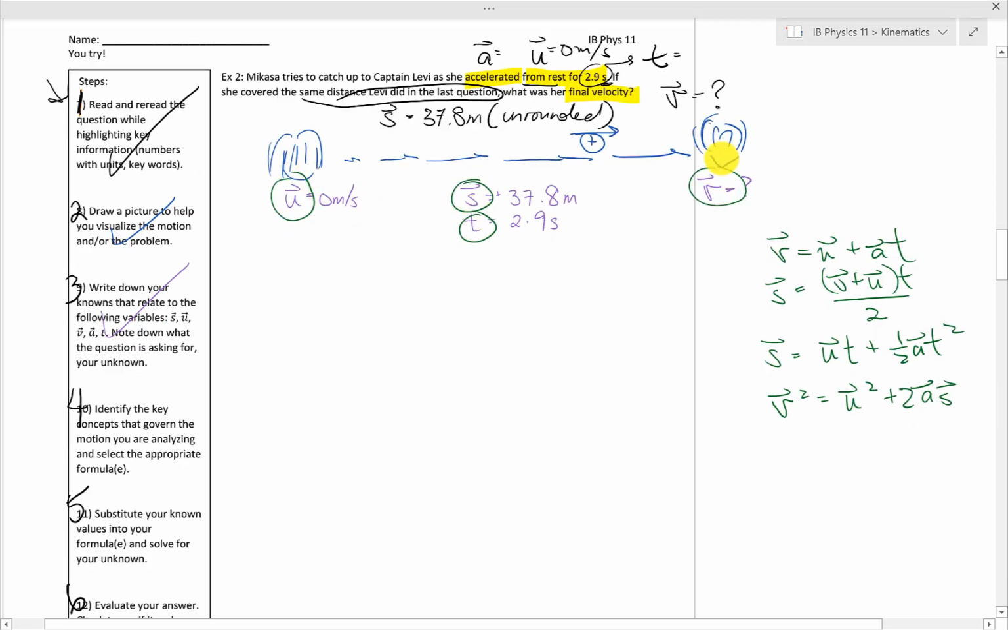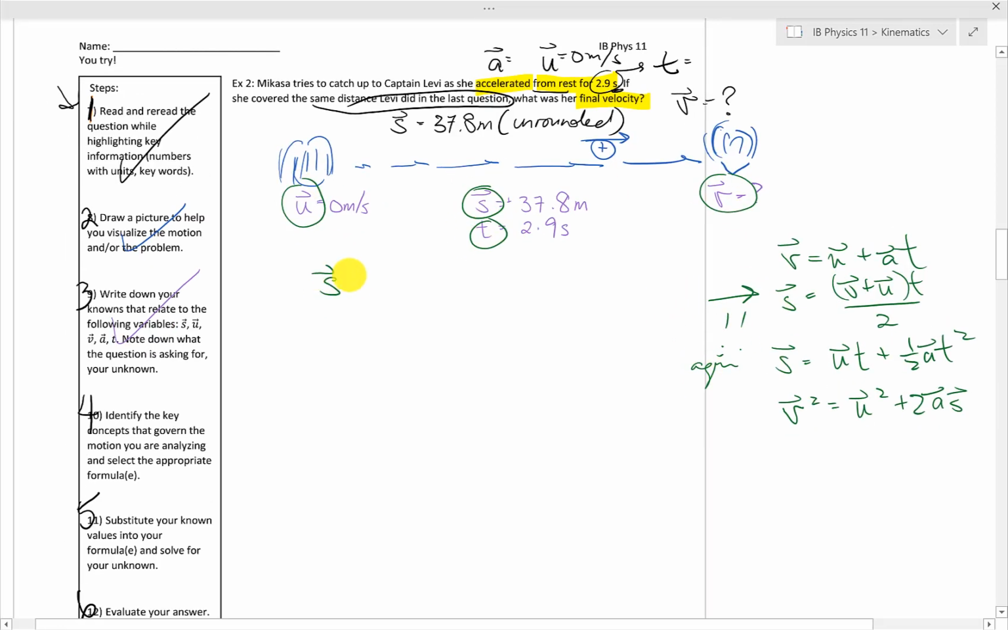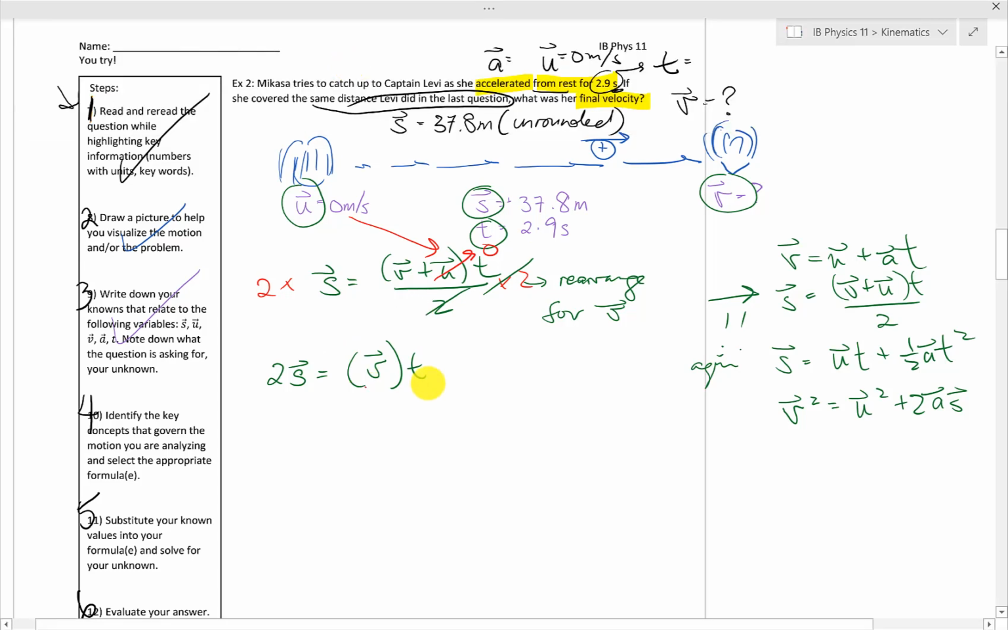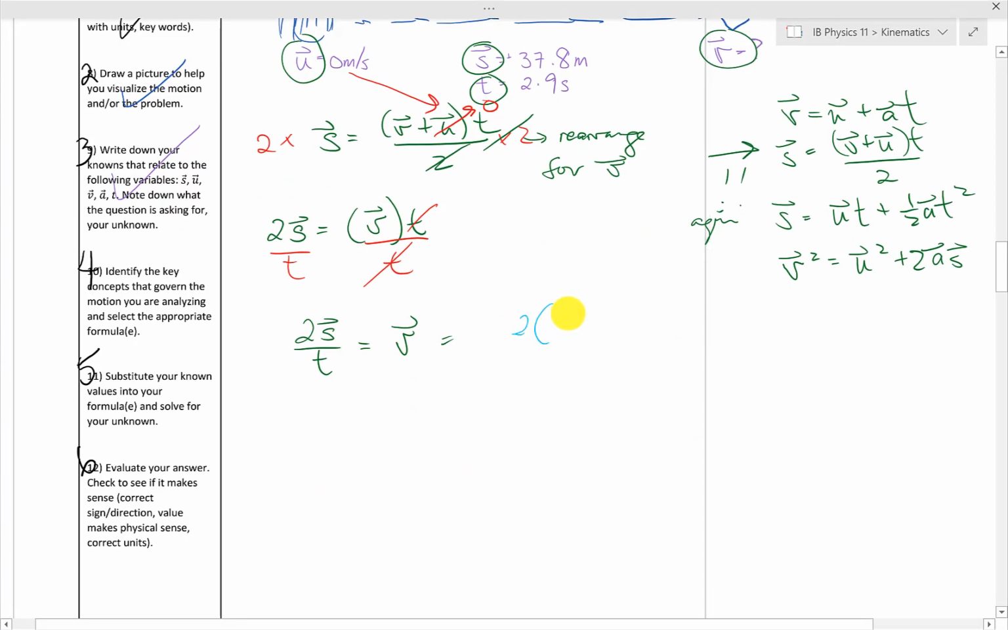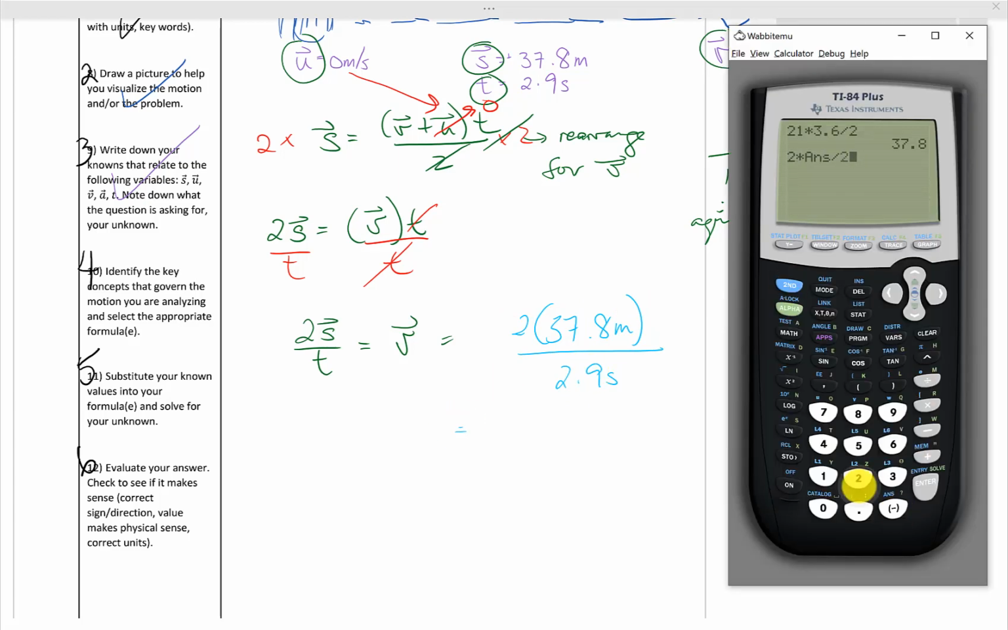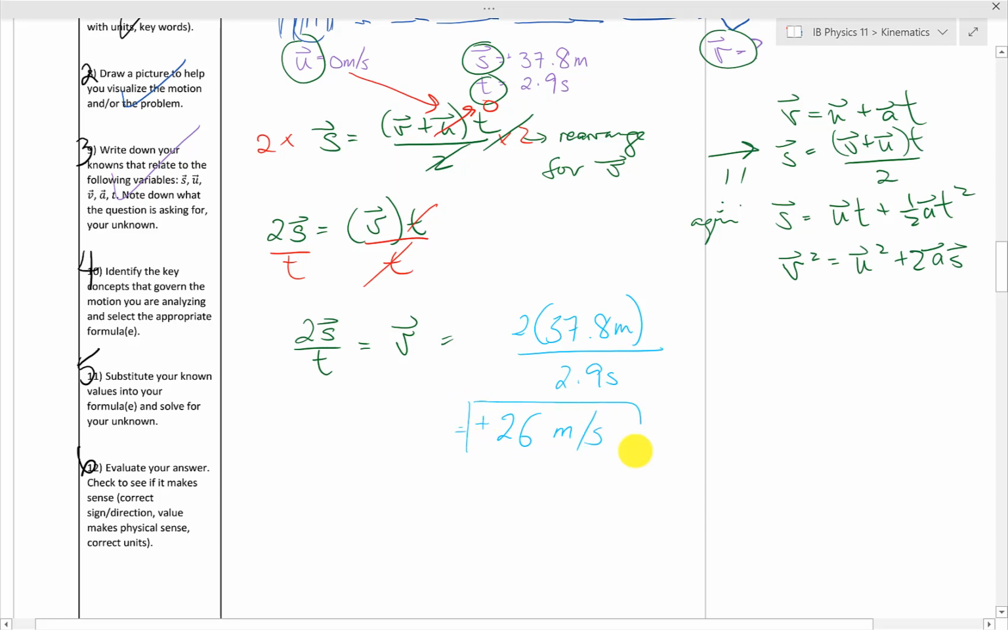Seems like we're looking at the second equation again, writing that one down, but we're solving for the final velocity, so we need to rearrange for final velocity, multiply both sides by 2. We also know the initial velocity is 0. We can get rid of that in that term. So rearranging that, notice the u just went away, and isolating for v, we divided by time on both sides. Now we can substitute our values in, using the non-rounded value of our displacement, giving us 26 meters per second. Now we're checking our answers, and we have positive for our direction and meters per second for our units, which makes sense.